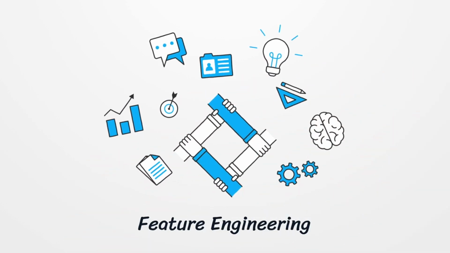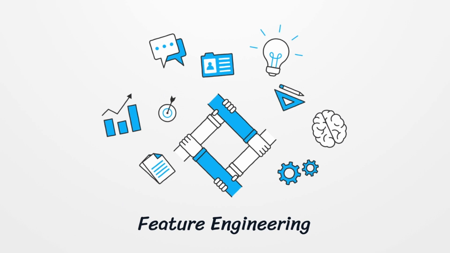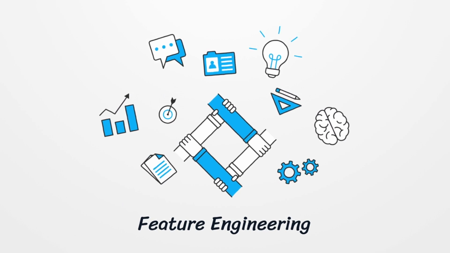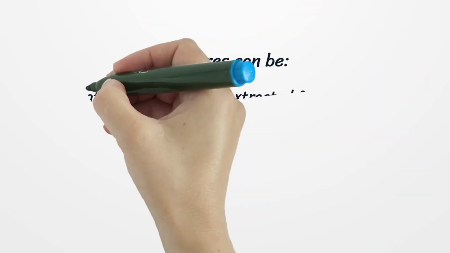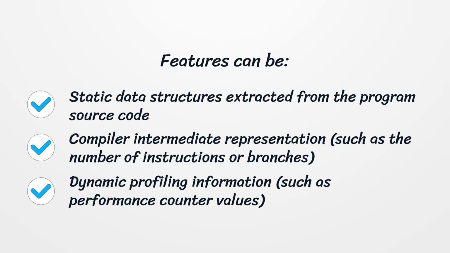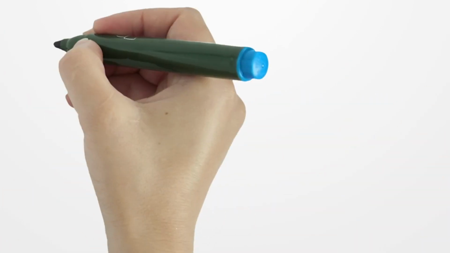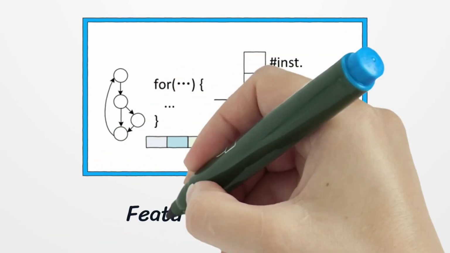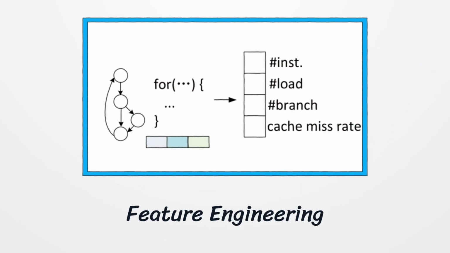Machine learning relies on a set of quantifiable properties, or features, to characterize the programs. Those can be static data structures extracted from the program source code or compiler intermediate representation, such as the number of instructions or branches, or dynamic profiling information, such as performance counter values. Standard machine learning algorithms work on fixed-length inputs. Therefore, features will be summarized into fixed-length feature vectors. This process of feature engineering must be done iteratively to achieve a set of high-quality features.